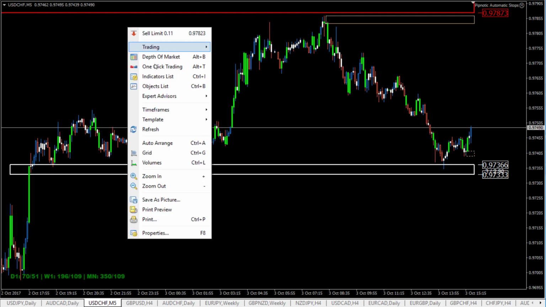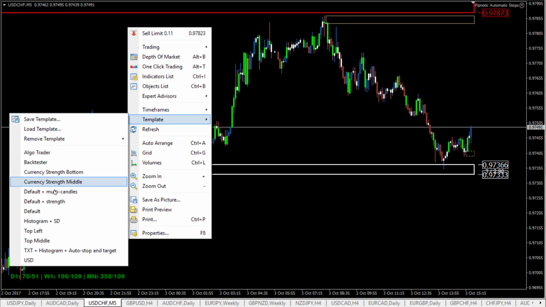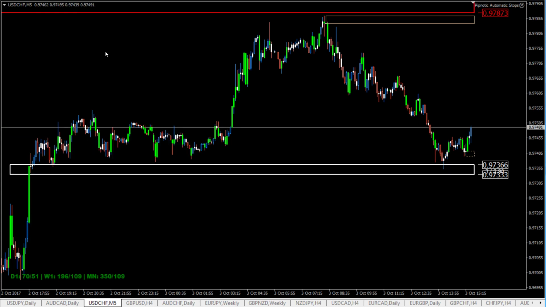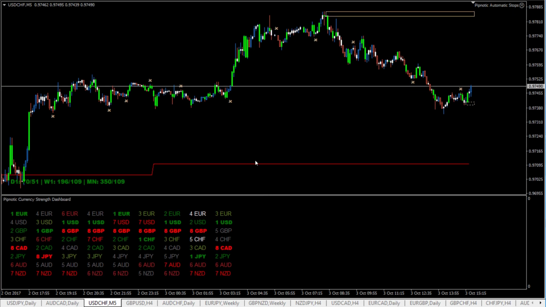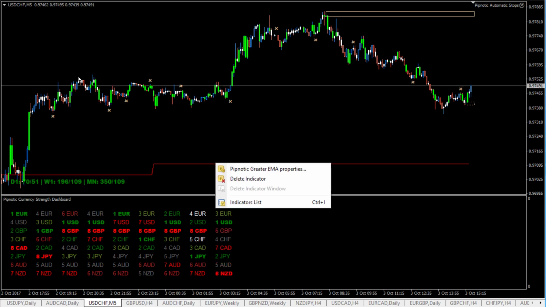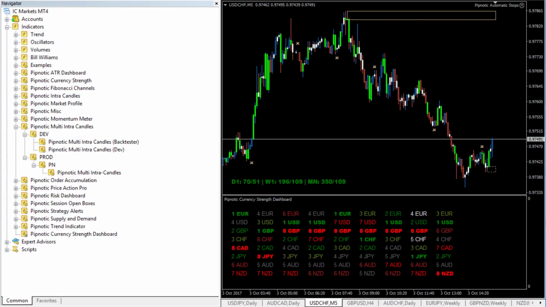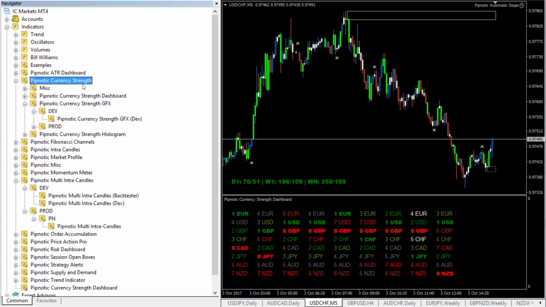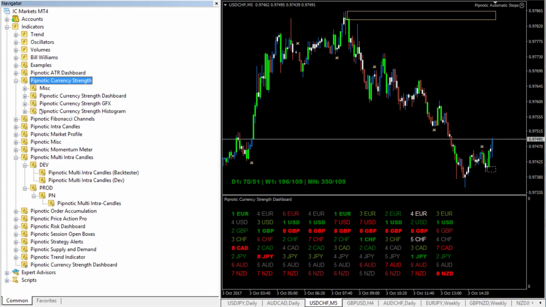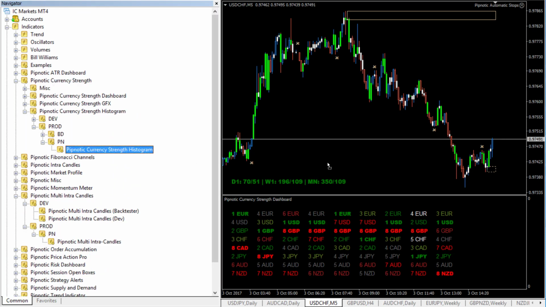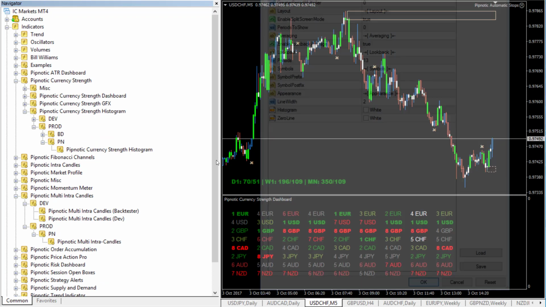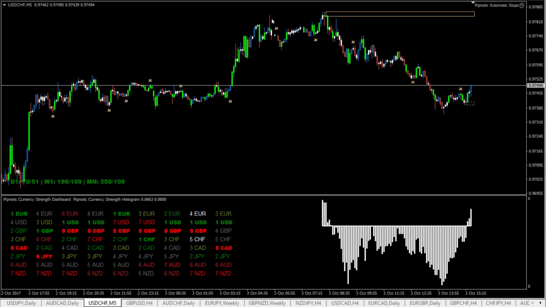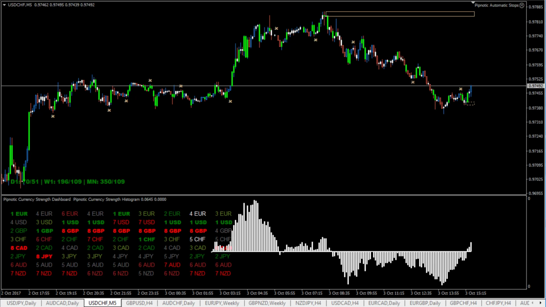Let's have a look at some strength information. Just going to put this on. Let's give it a second to load. That was pretty good. So we have the dollar, Swiss franc. What's going on with these two? I'm going to throw the strength histogram on. Enable that.